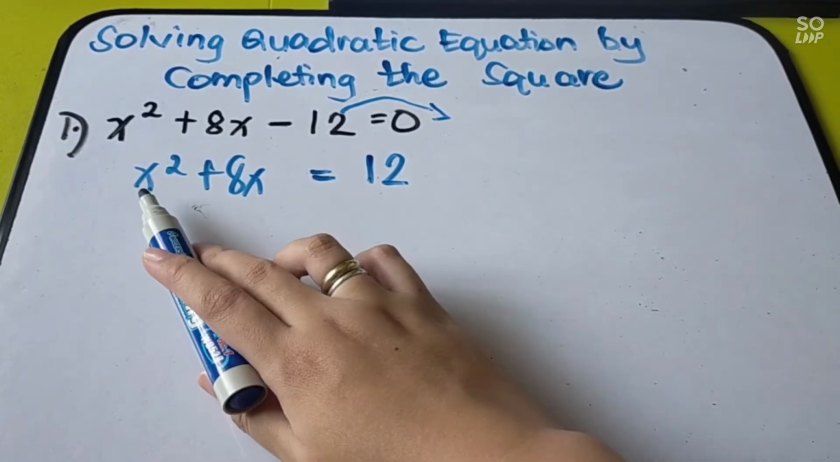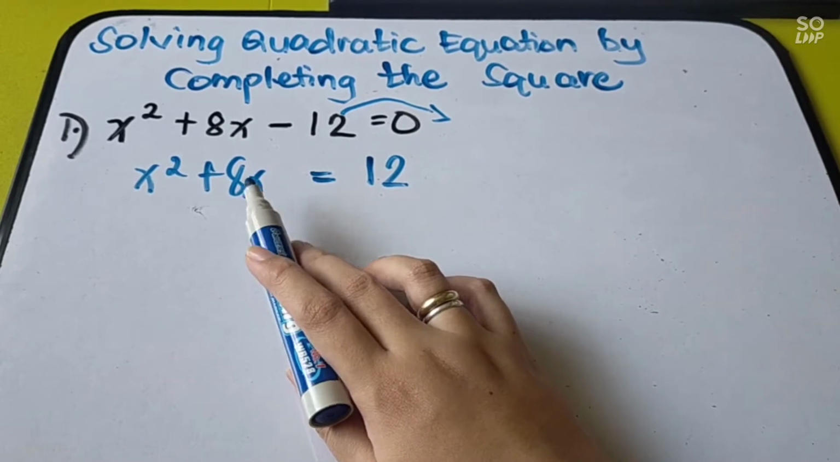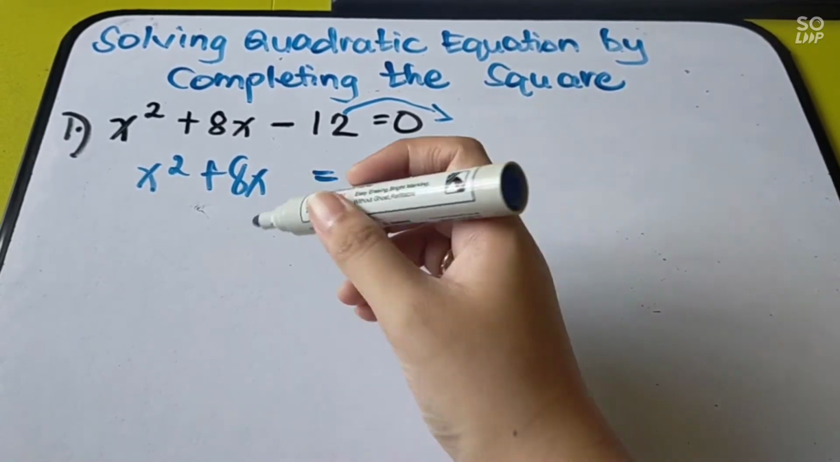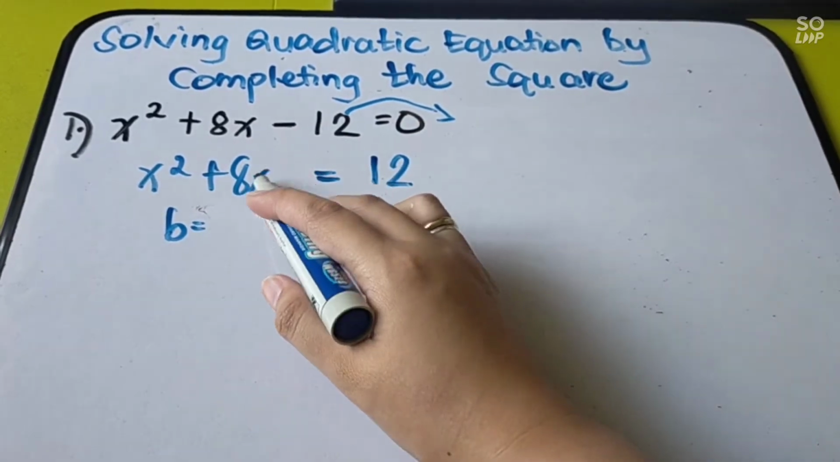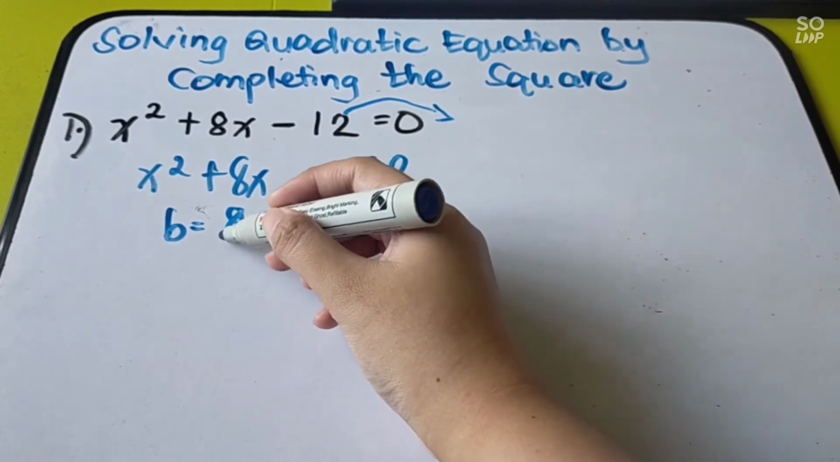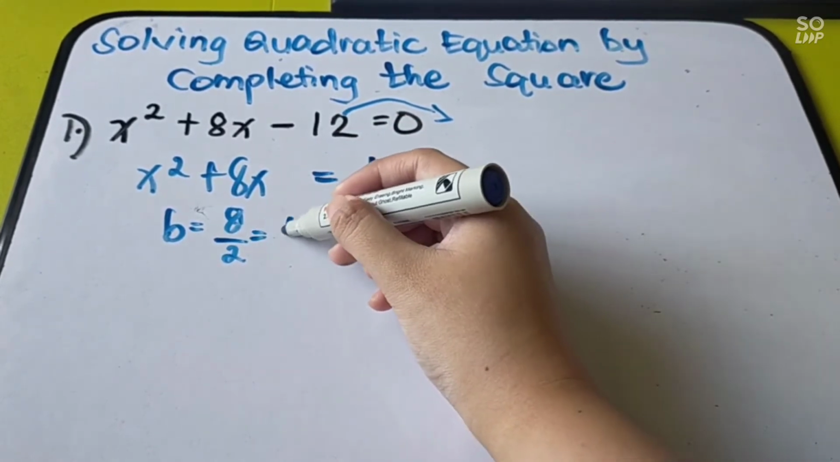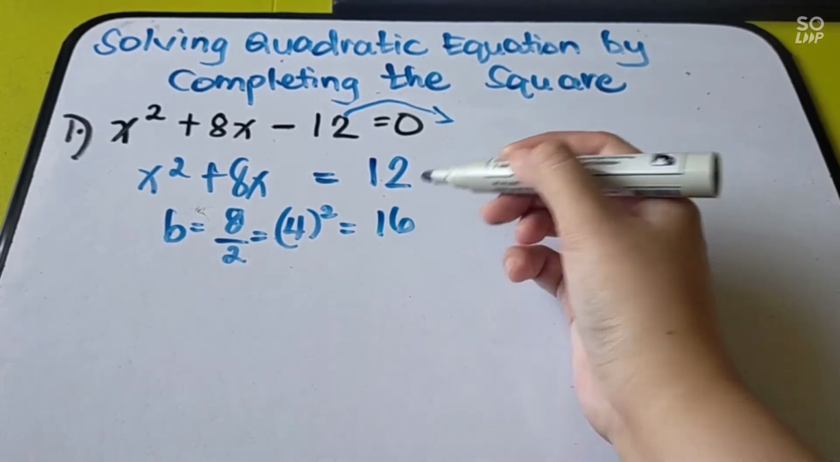This quadratic term and linear term are what we will turn into a perfect square trinomial. Okay? So, now, let us find b. That's the next step. Ito ay gagawin na nating perfect square. So, ang b natin ay si 8, yung linear term. Then, divide it by 2, the answer is 4. Then, square the 4, the answer is 16.